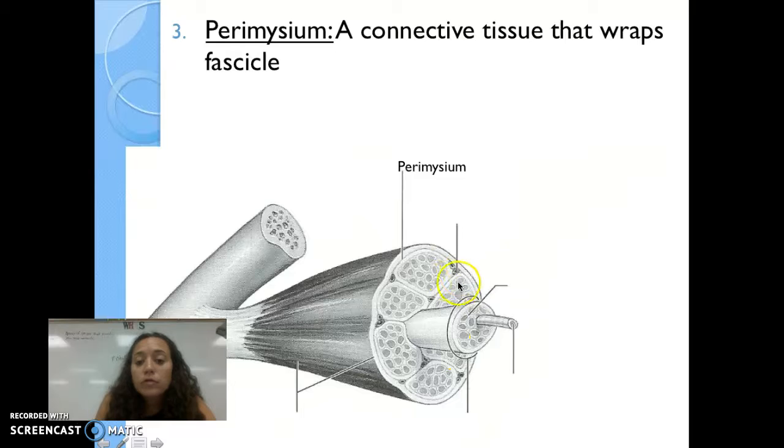On the outside of the fascicle, so this is your fascicle that's been pulled out, so really it should all be flat, just like this here. But on the outside of your fascicle, you have another connective tissue called the perimysium. Your perimysium is on the outside of your fascicle. And please don't forget to label these as you go. I'll be checking that tomorrow also.